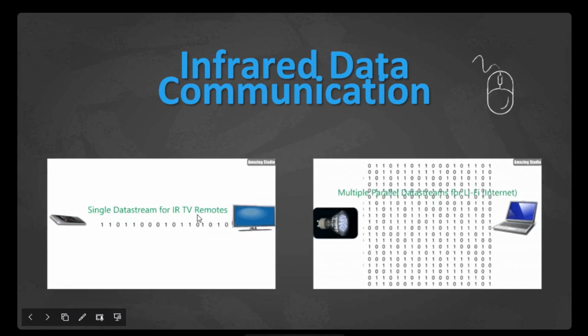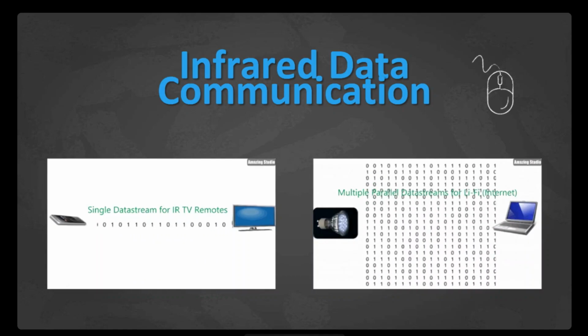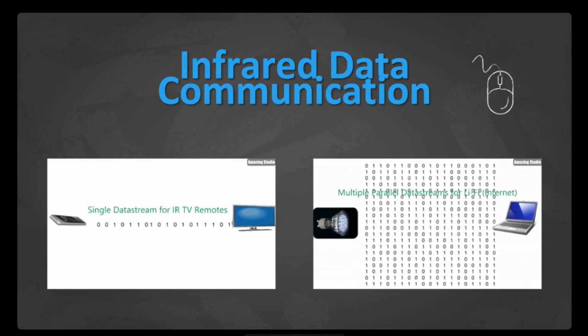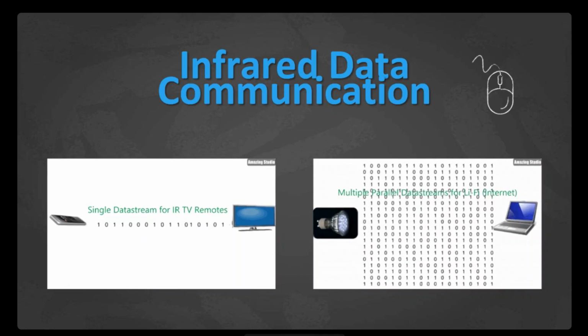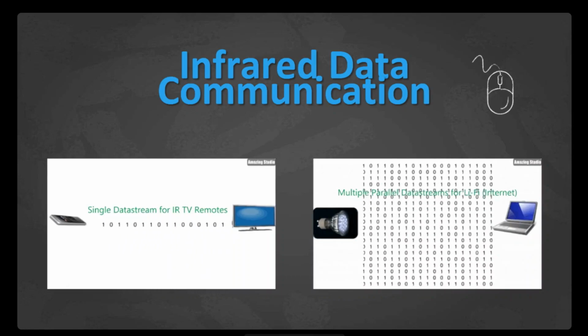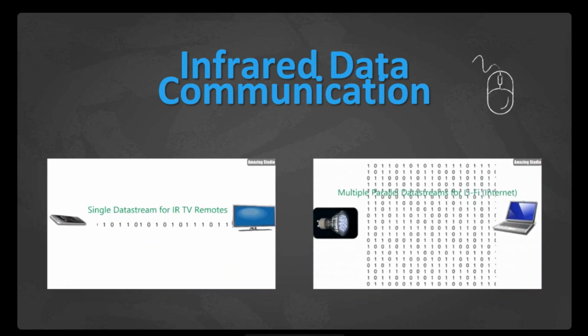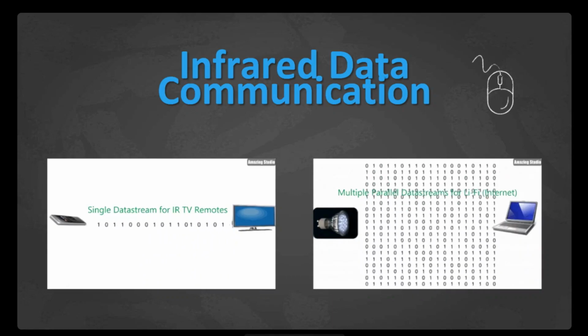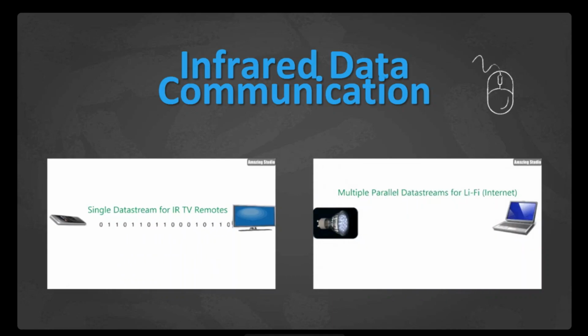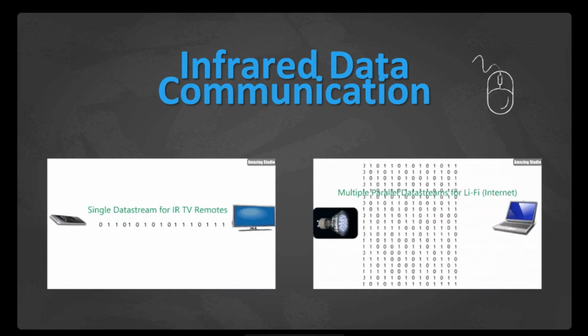And then infrared data communication. This is, again, what we're going to focus on going forward. I'm going to take a minute to talk about this one. On the left, we have a single data stream for IR TV. So on the left of this image, we have a standard TV remote. And then on the right, there is a TV.